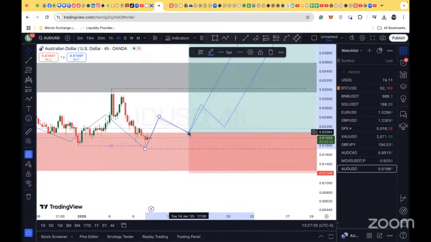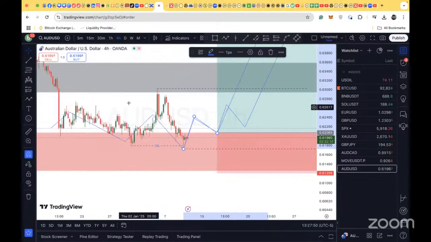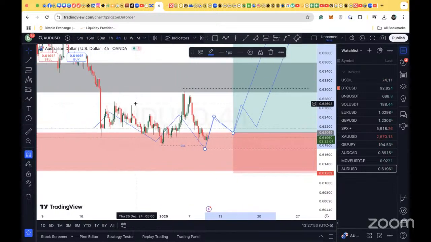So we have a move like this, we have a pullback like this. From here, we get our second opportunity to enter, which is a higher low, then we take the trade on the bullish engulfing, and we go all the way up. So this is where I will stop on AUD USD.